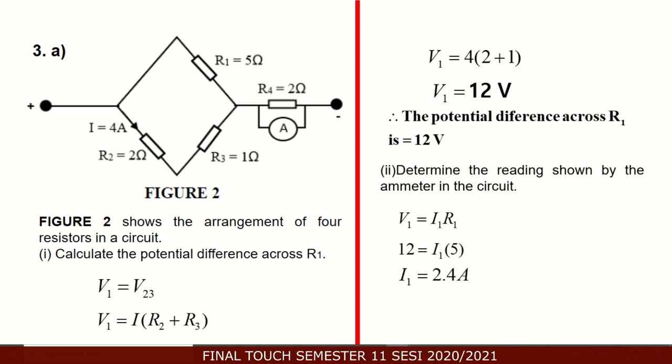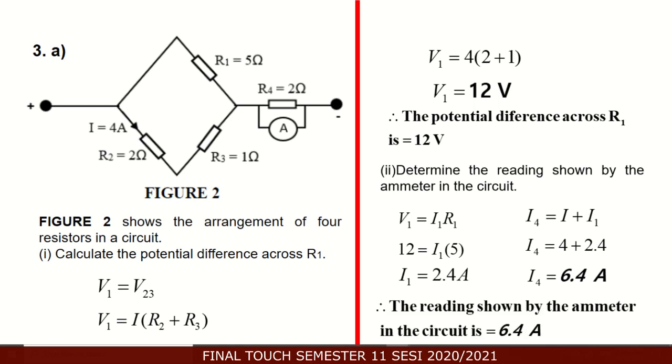So determine the reading of the ammeter. It means I4. So I4 is equal to I plus I1. So we substitute the value. So we get I4 equals 6.4 ampere. So the reading shown by the ammeter in the circuit is 6.4 ampere.